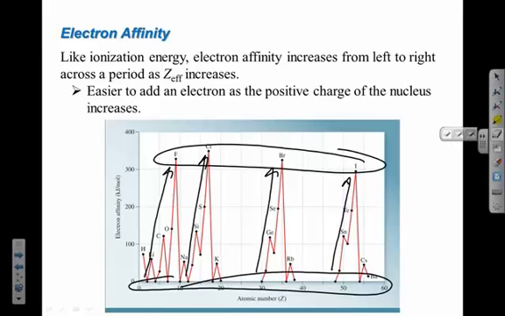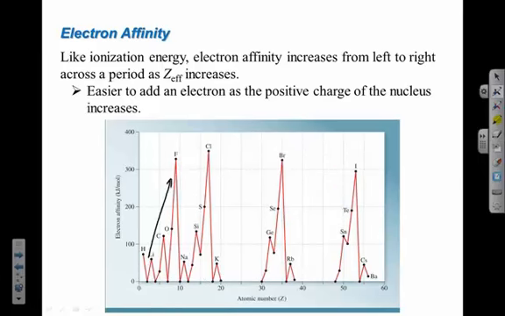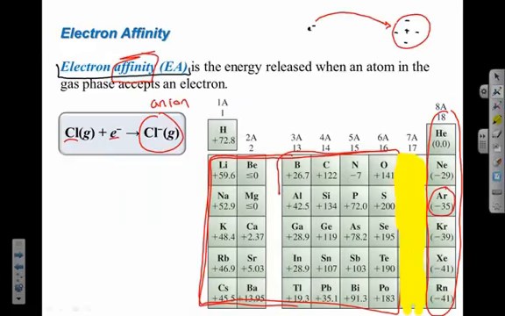Otherwise, we can say, as we go across on the periodic table, we're still going up, and that is because as we go across, we're increasing the number of protons. We're not really changing the shielding too much, but elements on the right-hand side have more protons, so they attract a new electron better. They have a greater attraction or affinity, a greater electron affinity.